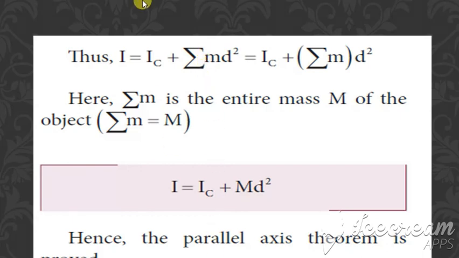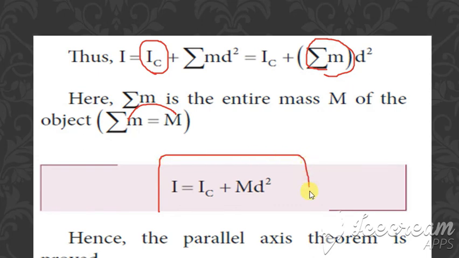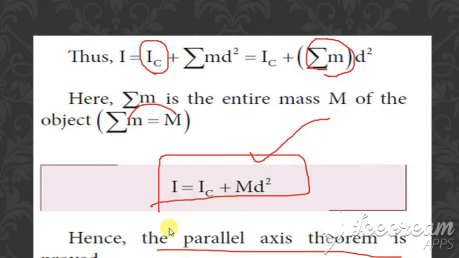So for the first term we have written IC. Here we write summation m into d square separately, and instead of summation m we write capital M. So we are getting I is equal to IC plus M into d square. This is what we saw in the first equation. The parallel axis theorem has been proved. Clear with this? Thank you.